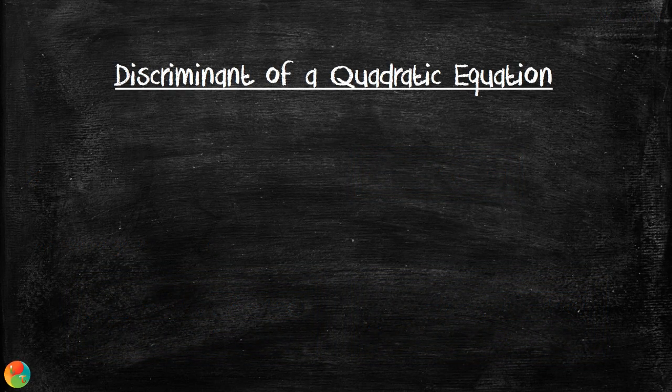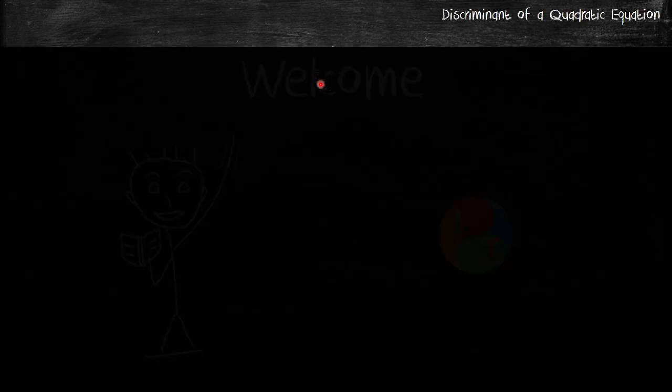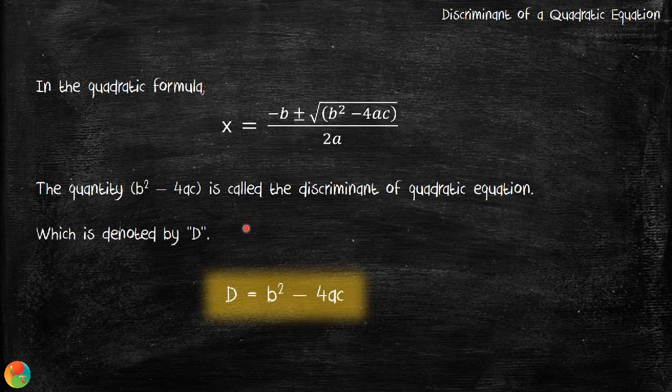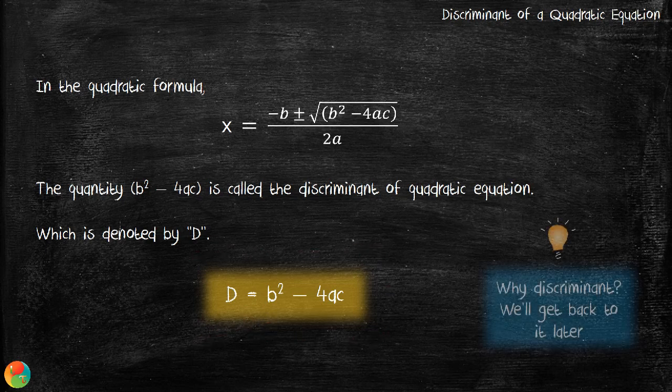Now we are coming to our second topic, that is discriminant of a quadratic equation. In our quadratic formula, the quantity b² - 4ac, that is in the under root, is called the discriminant of a quadratic equation, which is denoted by capital D. So we'll write it as D = b² - 4ac. Now why this quantity is called discriminant? We'll get back to it later.